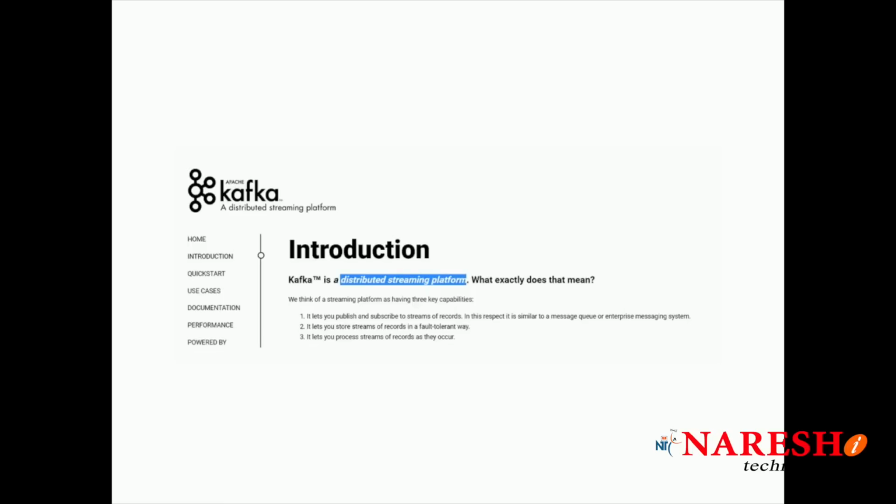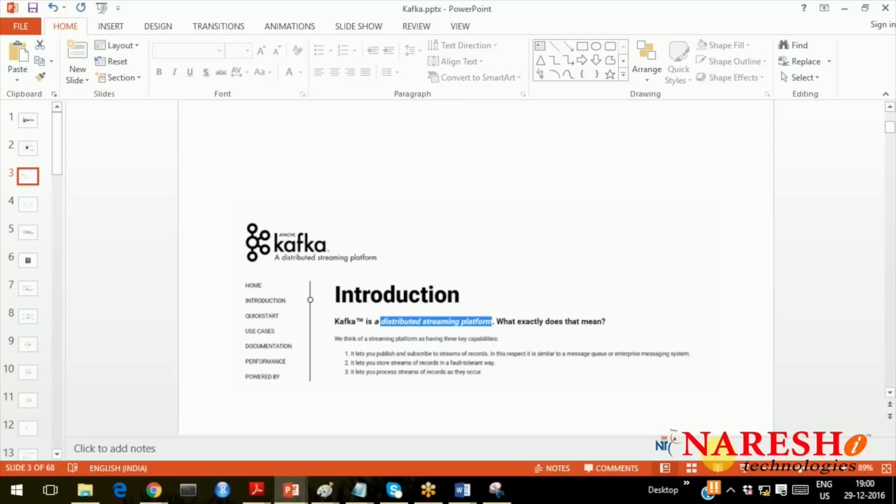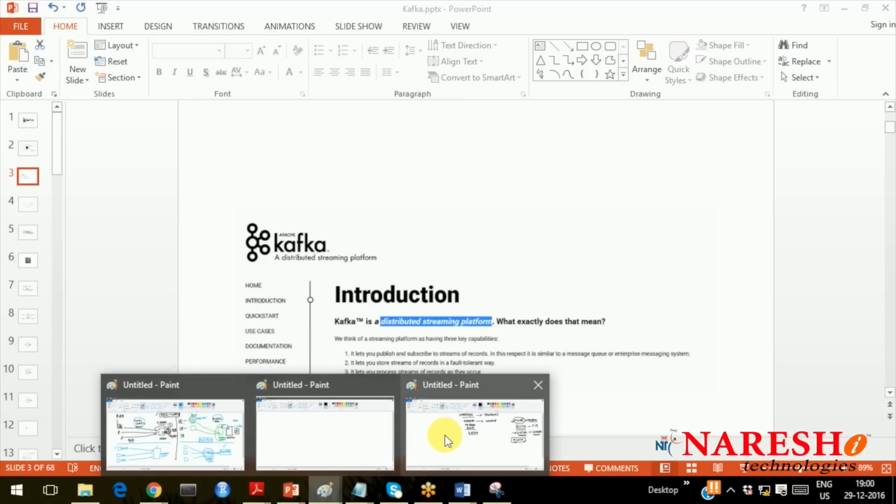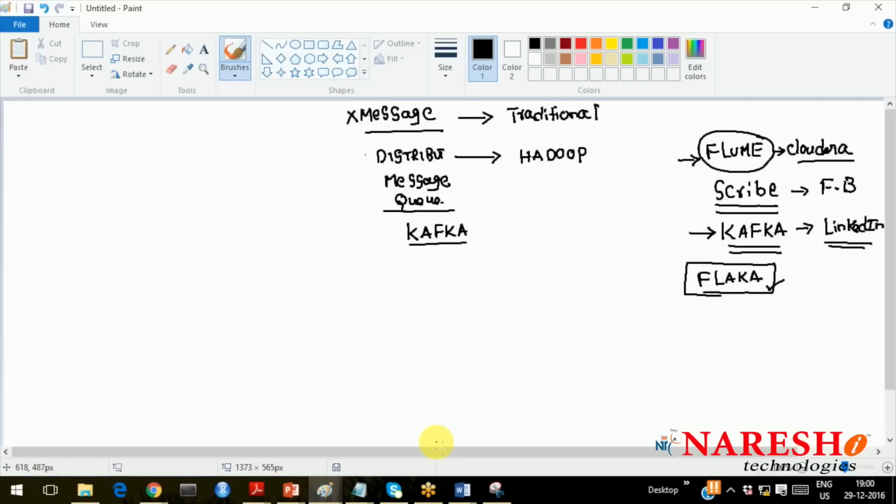It lets you publish and subscribe to streams of records, and also lets you store streams of records in a fault-tolerant way, and process the records as they occur. So it maintains an order, that's what it is talking about. It also maintains replications, which give you fault tolerance. So Kafka is a distributed messaging tool. Now in our restaurant example, there is some terminology you have to learn in Kafka: what is meant by producer, what is meant by consumer, and what is meant by topic.